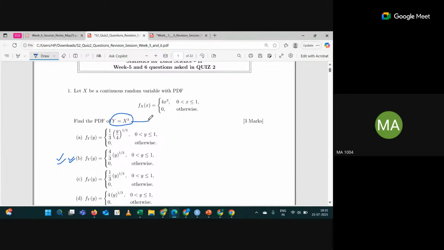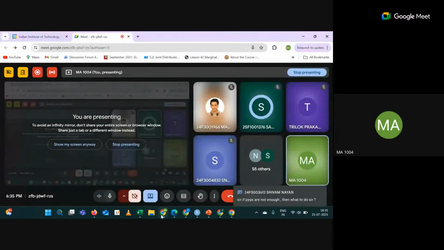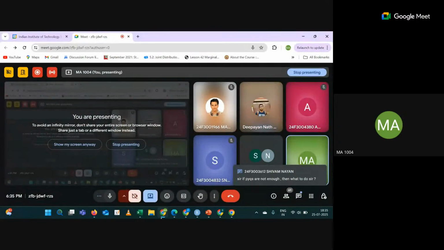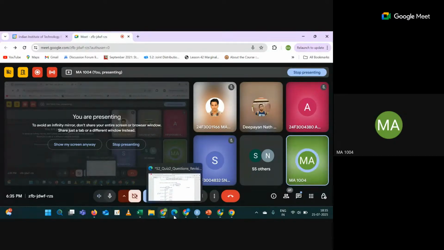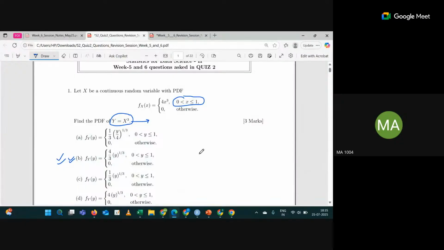So y equals x cube. For this, you have to check the theorem, right? So for the support of x, the other things I have discussed, I will discuss later. Please do not interrupt with general doubts in between. Okay, let's continue. First of all, this is monotonic and differentiable.